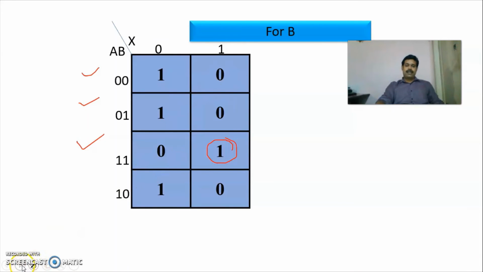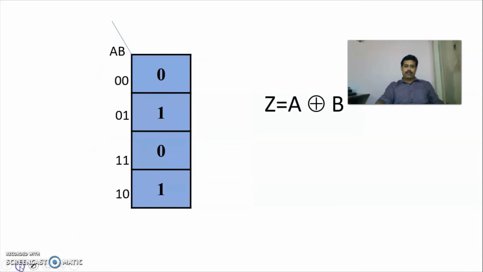Now, next we are going for the output. The output is nothing but Z is equal to A XOR B. So it is independent of X, so no need to consider X. Just take A and B and write the output. 0, 0 XOR is 0, 0, 1 XOR is 1, 1, 1 XOR is 0, 1, 0 XOR is 1. So this is the value for the output.